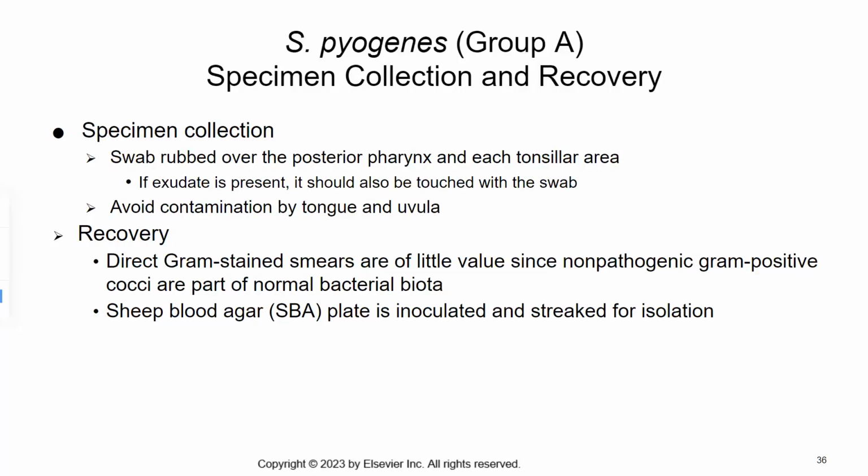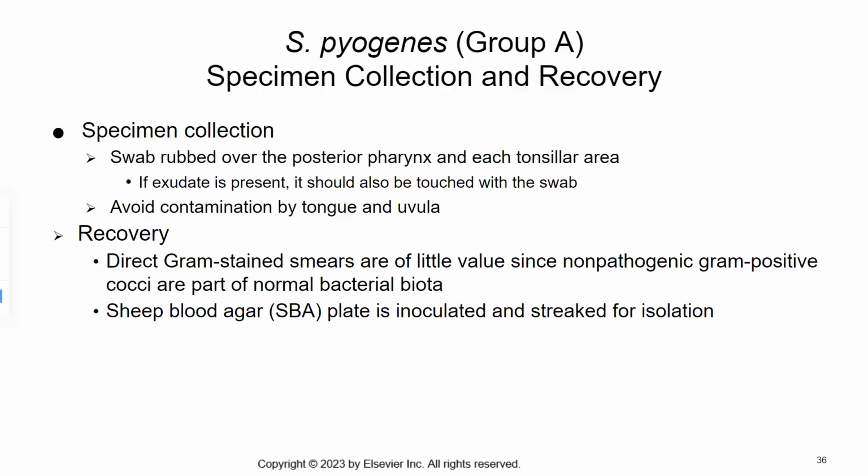So for group A strep or S. pyogenes specimen collection, the swab is rubbed over the posterior pharynx and each tonsil area. If exudate is present, it should also be touched with the swab. Avoid contamination by the tongue and uvula.